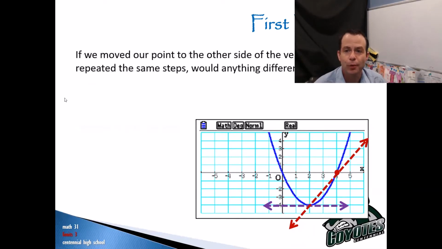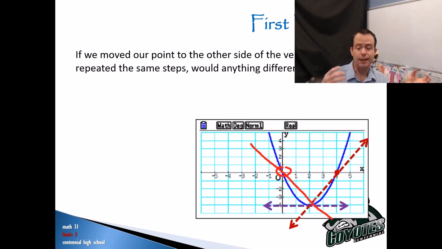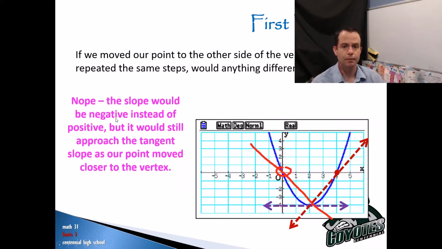All right, if we moved our point to the other side of the vertex and repeated the same steps, would anything different happen? So let's say I was here instead, and I drew my secant line like that instead, and I started moving that closer and closer to the vertex. Would anything different happen? No, actually nothing different would happen except that all the slopes would be negative. But those negative slopes would still approach the slope of the tangent line at the vertex. So the slope would be negative instead of positive, but it would still approach the tangent slope as our point moved closer to the vertex.